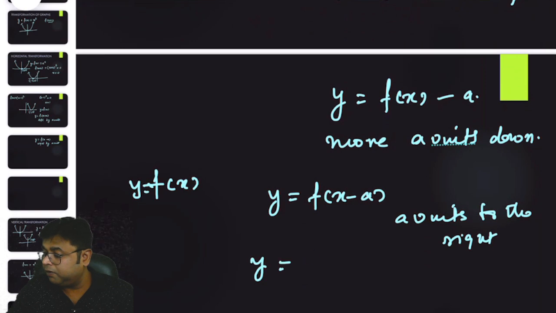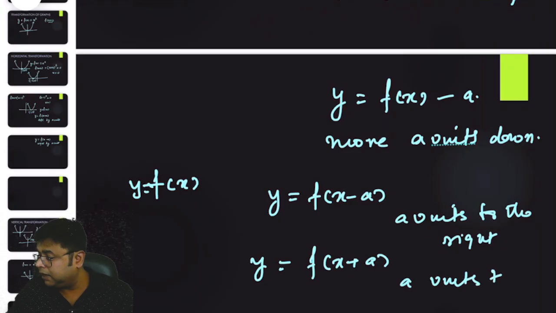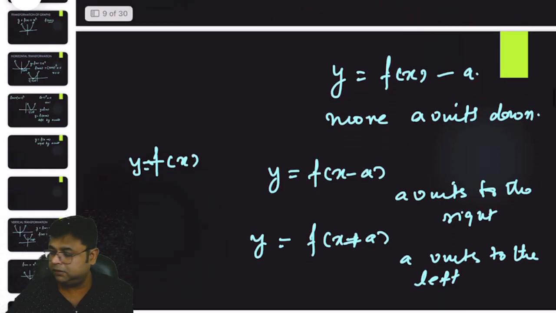Y equal to f of x plus a: the translation is taking place in x, a units to the left. If there is a plus sign, it will be left. If it's a minus sign, it will be right.